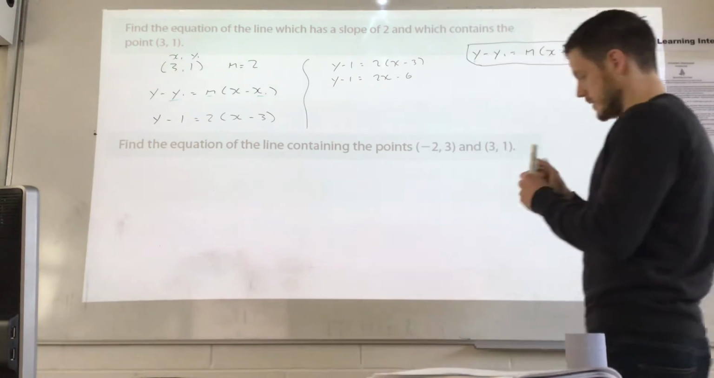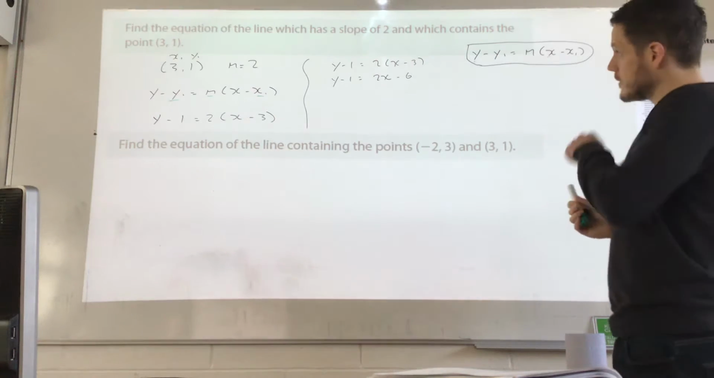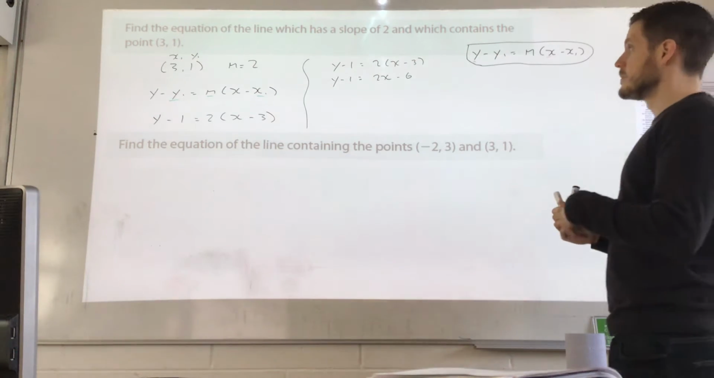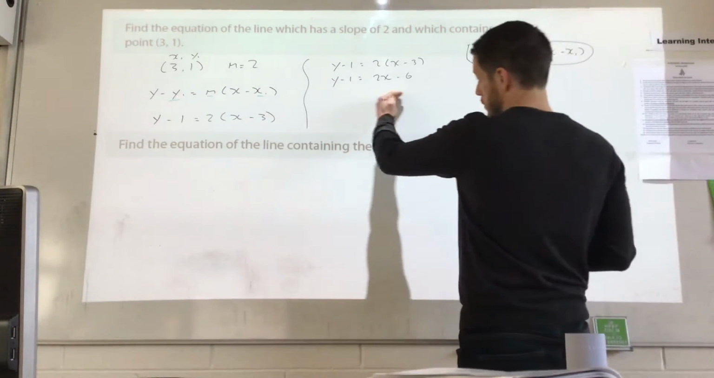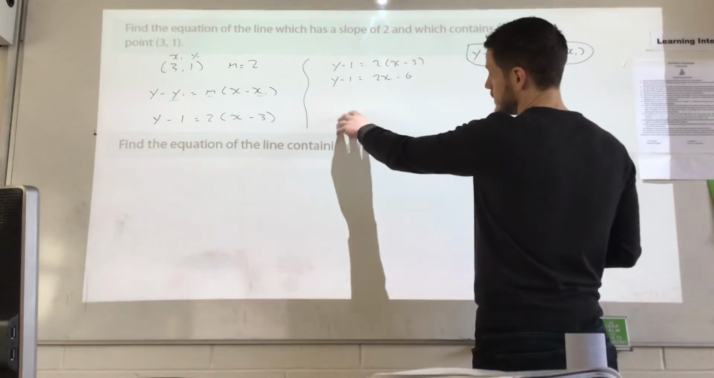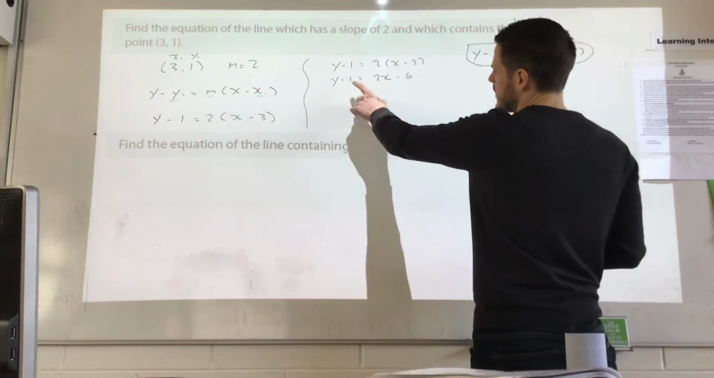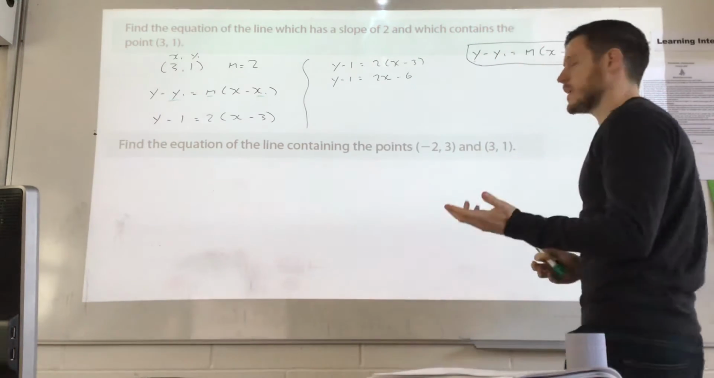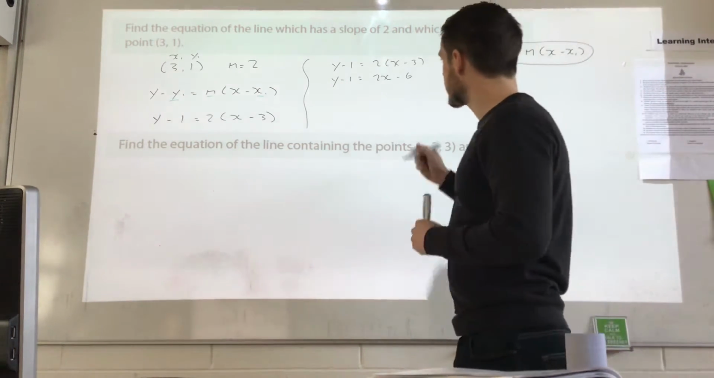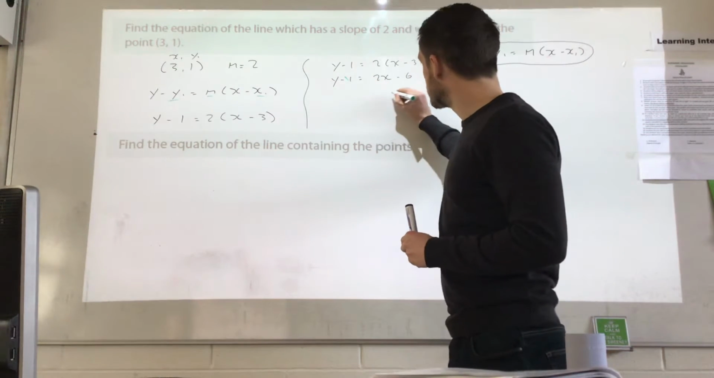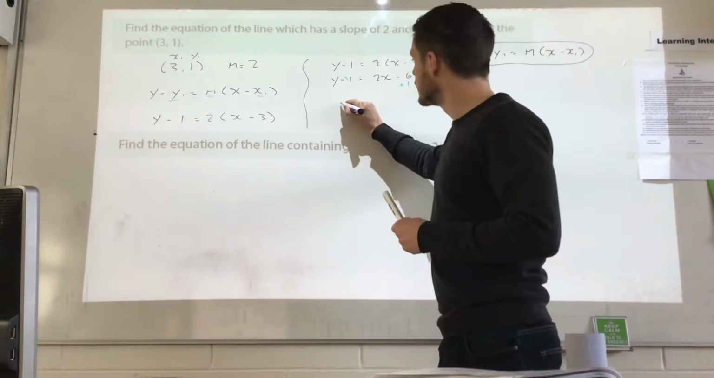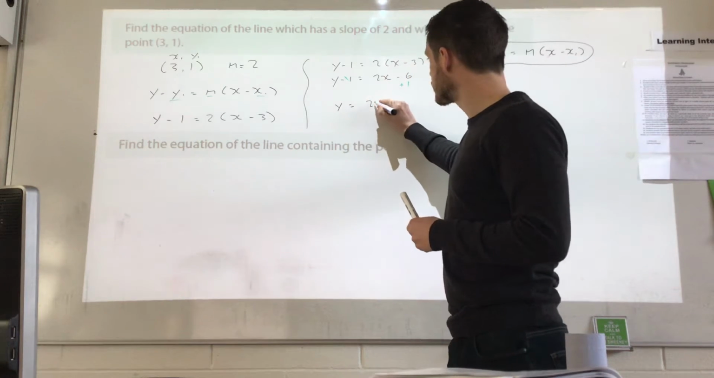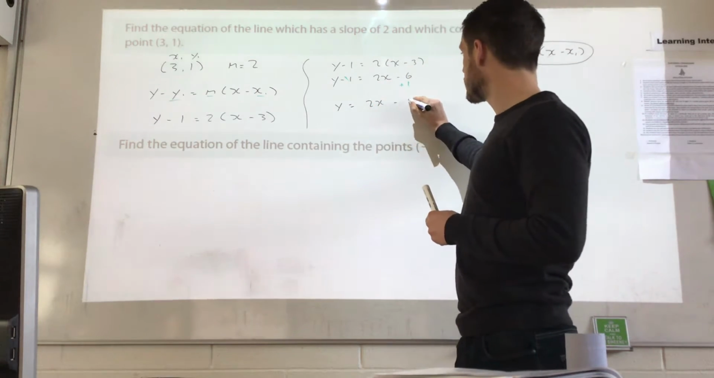Now, there's loads of different ways of doing this. You could be asked to do something specific, but you have the equation of a line there, just to tidy it up. Some people bring everything to one side, some bring the x's and y's to this side and numbers on this side. But what I'm going to do is just get y by itself, and there's a reason for that. I'll show you in a second. So I'm going to get rid of this minus 1 and bring it over here, it becomes a plus 1. And now I have y by itself. So I have y is equal to 2x, minus 6 plus 1 is minus 5.